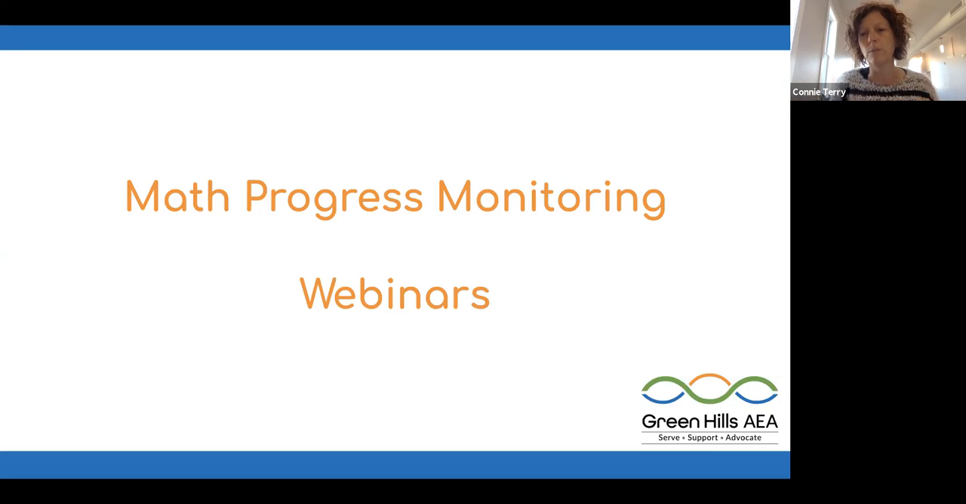We don't want to use progress monitoring to diagnose. So we don't want to narrow our instruction too much based on a progress monitoring probe. We also don't want to grade students on progress monitoring. We don't want it to drive our daily instruction, meaning we don't want to teach to these probes. It's not the intent. And so if ever you feel yourself doing that, really try to step back and think, this probe is just to show us growth over time. It's not about any individual item or even any individual test.